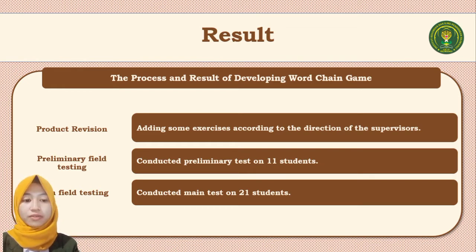In preliminary field testing, the researcher conducted preliminary tests with 11 students as participants, and also asked the students to fill out a learning questionnaire. And in main field testing, the researcher conducted the main test with 21 students as participants, and also asked the students to fill out a learning questionnaire.